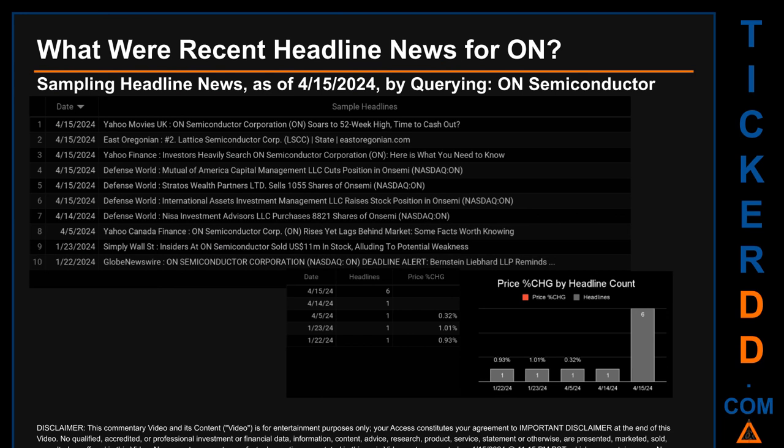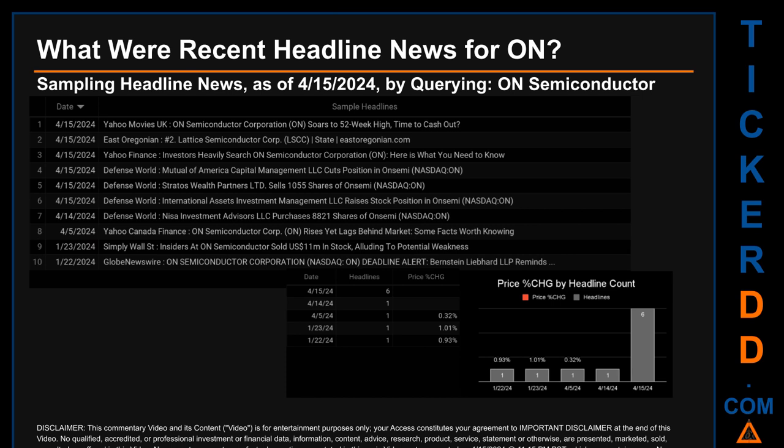East Oregonian published the headline that read, "Number 2. Lattice Semiconductor Corp. LSCC, state, EastOregonian.com." Yahoo Finance published the headline that read, "Investors heavily search on Semiconductor Corporation, ON, here is what you need to know." Defense World published the headline that read, "Mutual of America Capital Management LLC cuts position in onsemi, NASDAQ: ON."